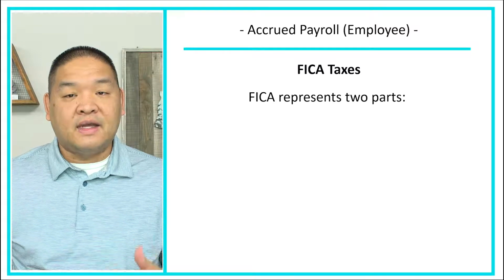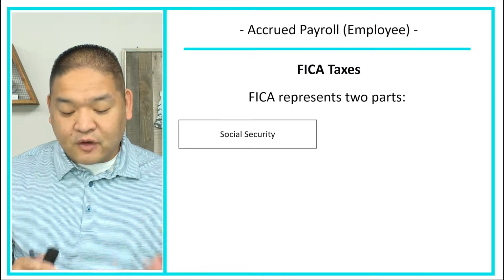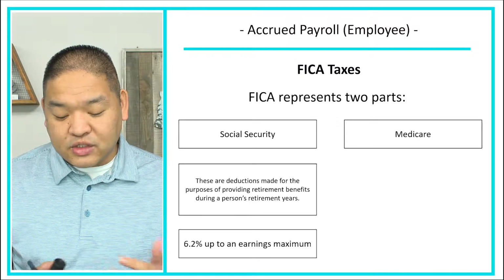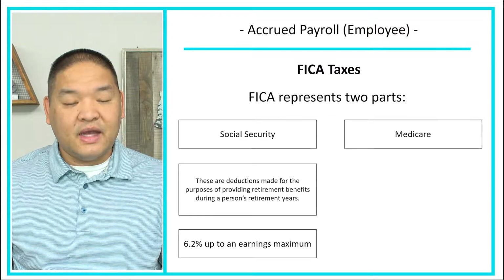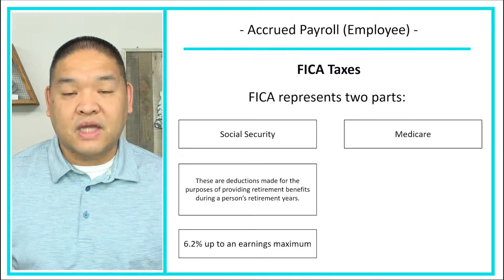Then you saw FICA. Now, FICA is in two parts, and you saw it split up on the paycheck. The first part is Social Security. The second part is Medicare. Now, with Social Security, these are deductions made for the purposes of providing retirement benefit during a person's retirement years.